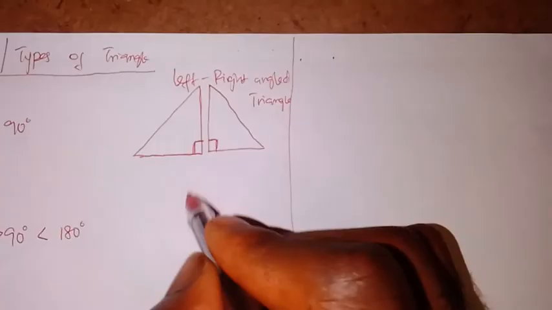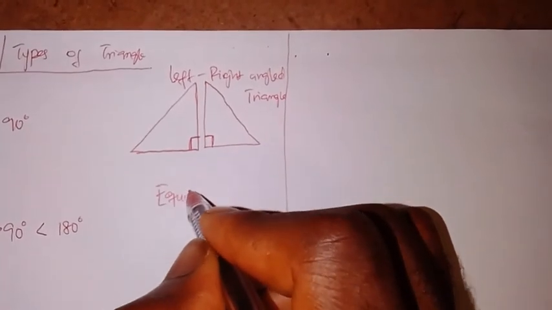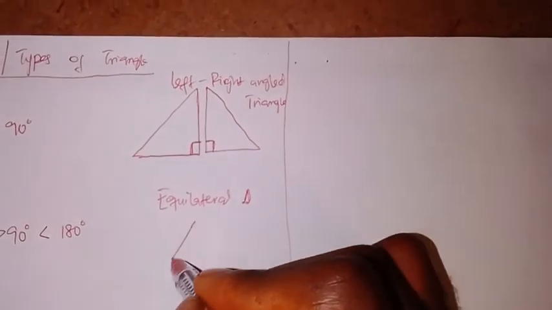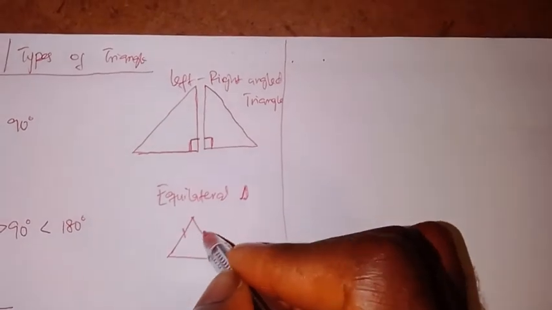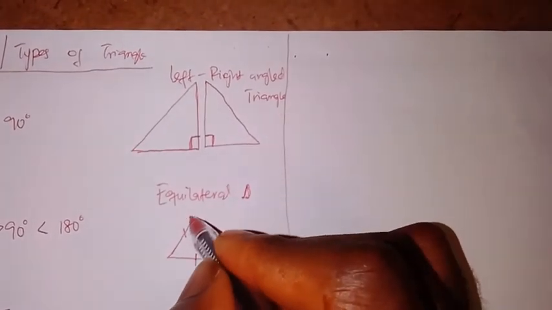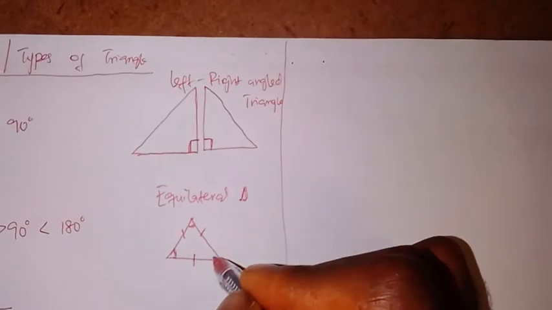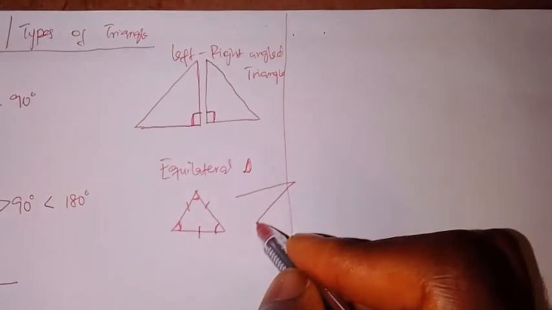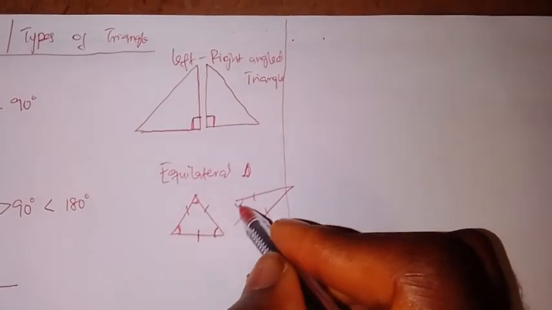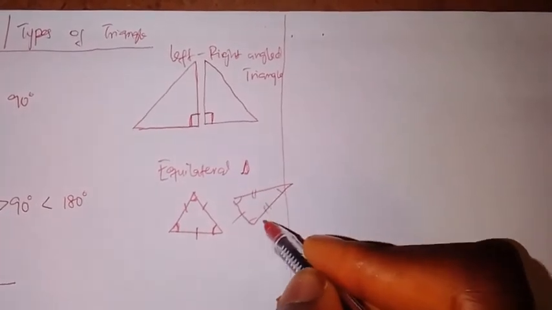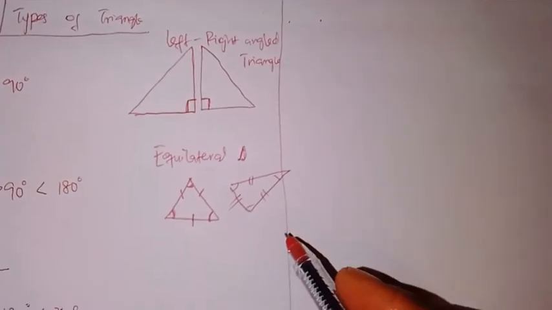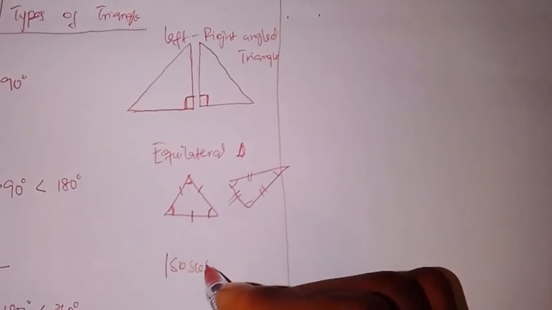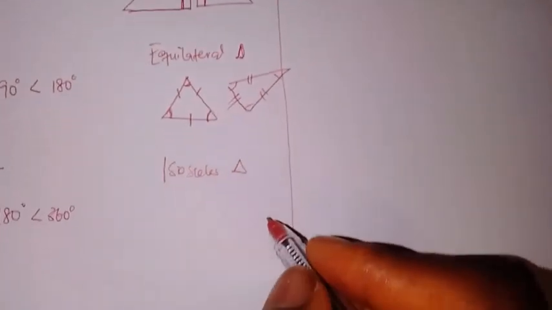Okay, now moving on, we have our equilateral triangle, which means a triangle that has 3 sides equal and 3 angles equal. However a triangle is drawn, if the 3 sides are equal, automatically the 3 angles are also equal. So it can be represented with single stroke, double stroke, or triple strokes.